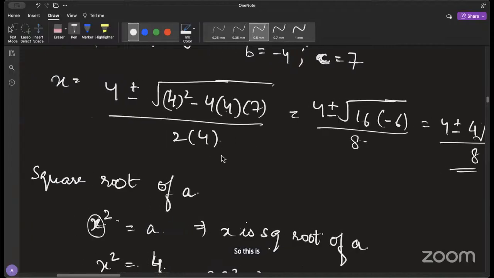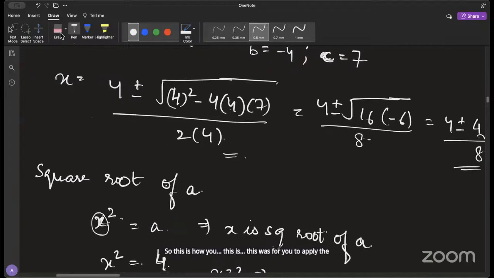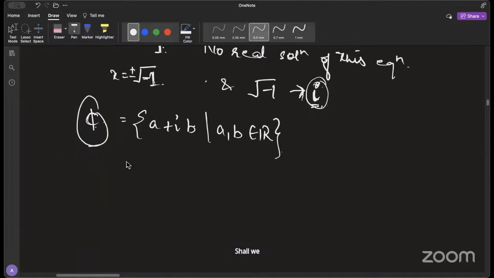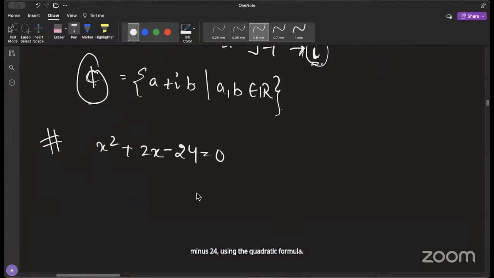This was an example where you could see how you apply the formula. Shall we do one more example on how to apply the formula? Okay, let's do one more example. Let's do an example that we've already done. Let's take this one: x square plus 2x minus 24, using the quadratic formula. Or shall we do it by every method? This is one of those questions which can be done by every method.